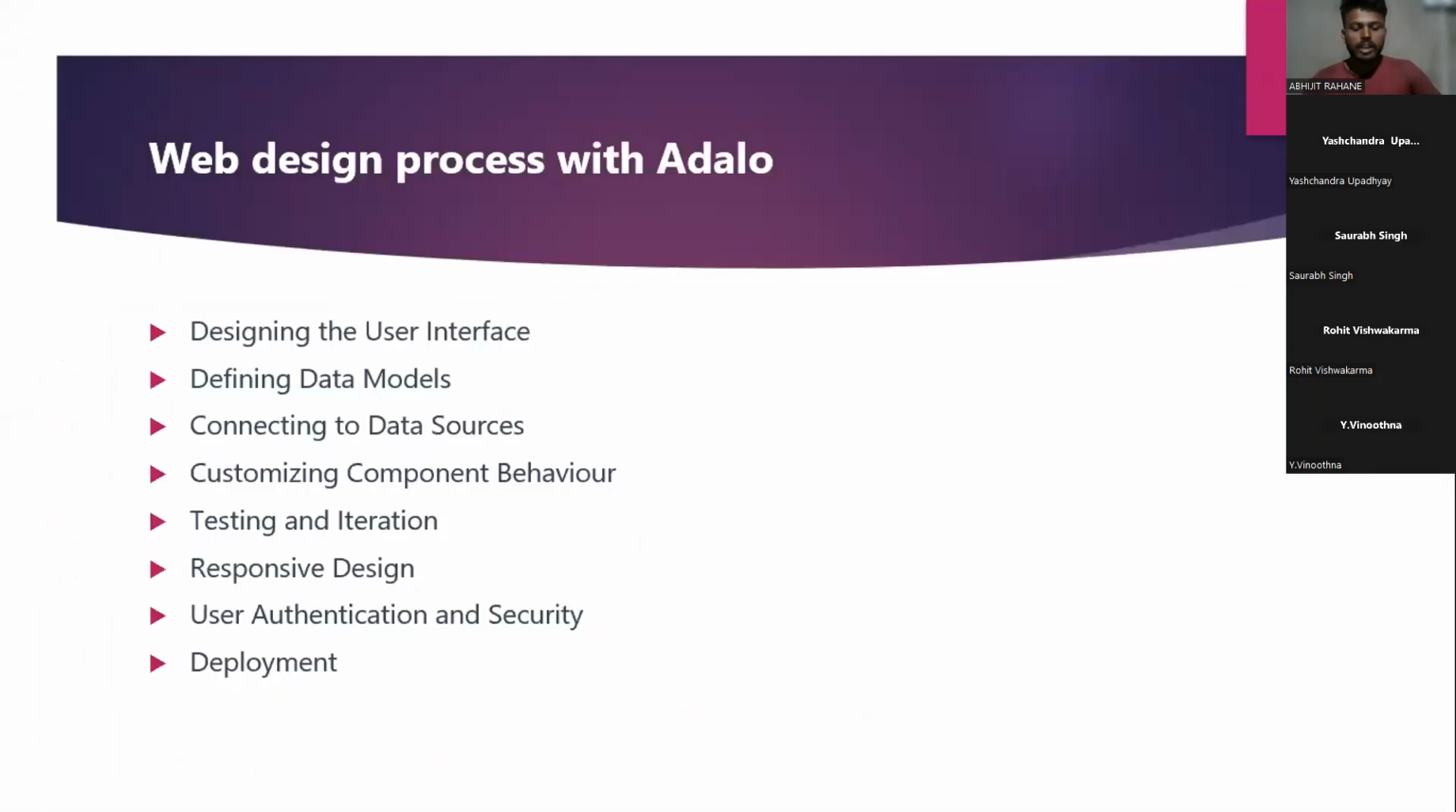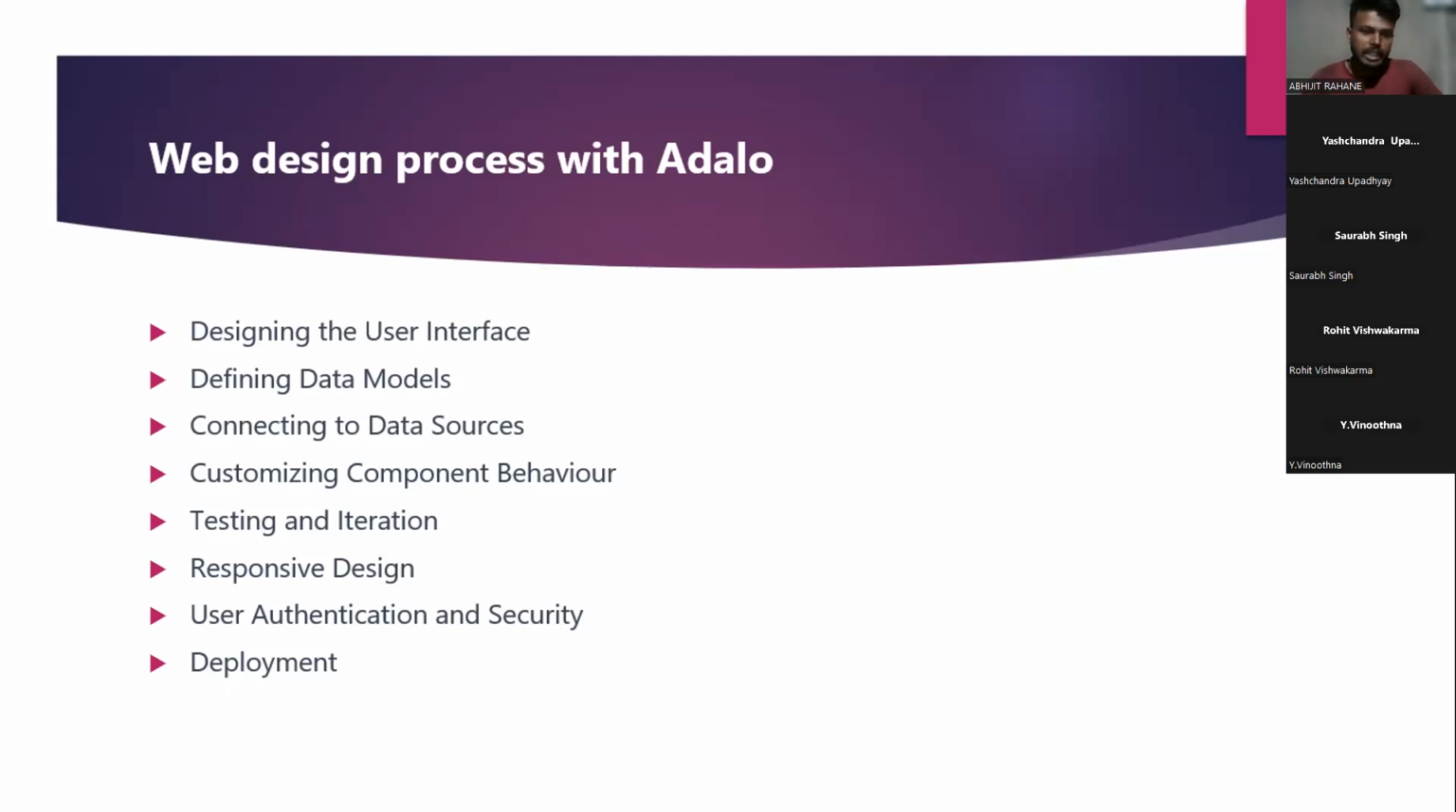The next one is defining data models. Define data models that represent the structure of your web app data, and identify the different entities and attributes your app will require, such as users, products, or posts. We also have to create posts. We just have to implement this in the portal website.